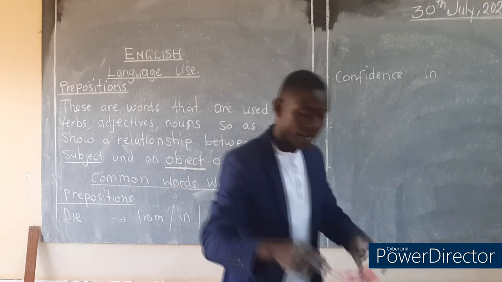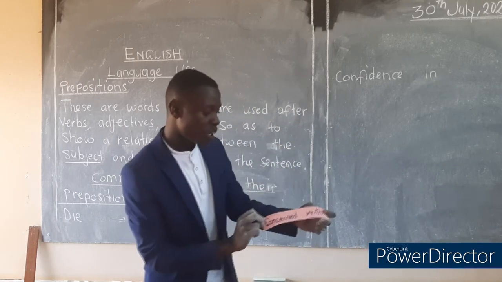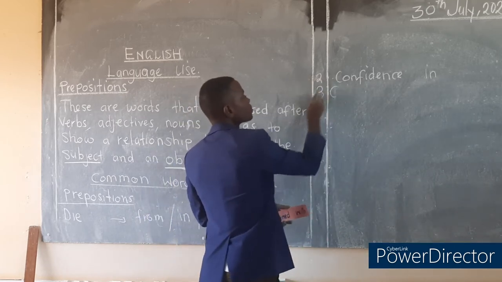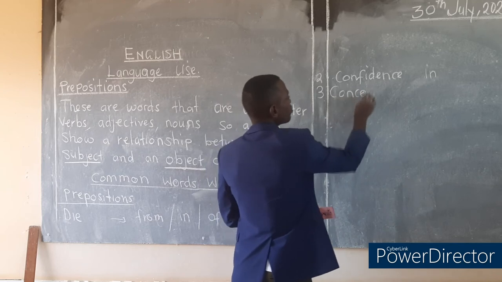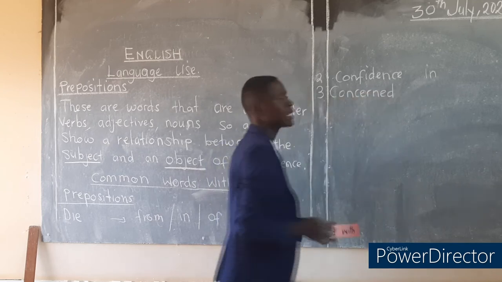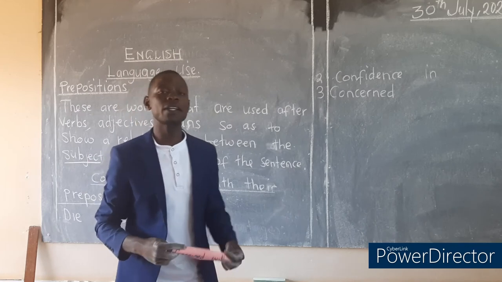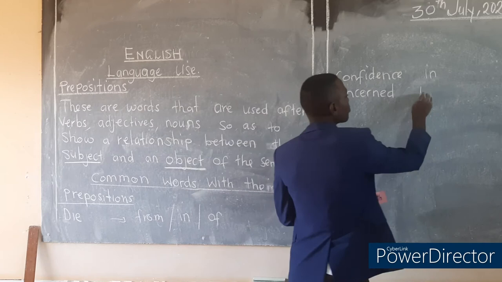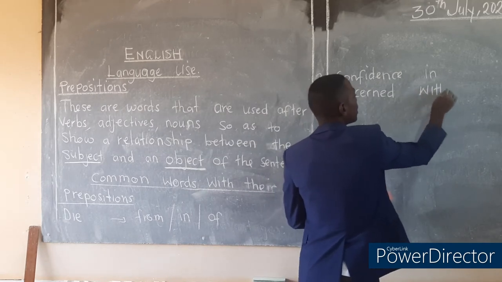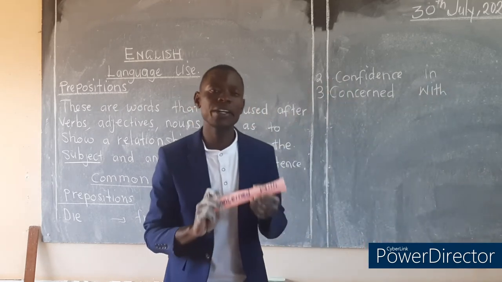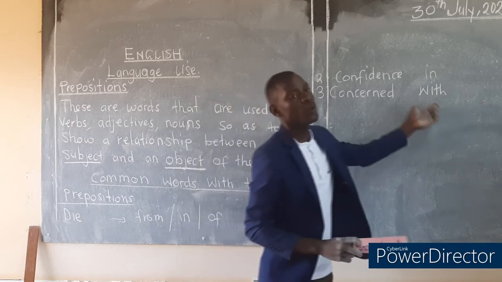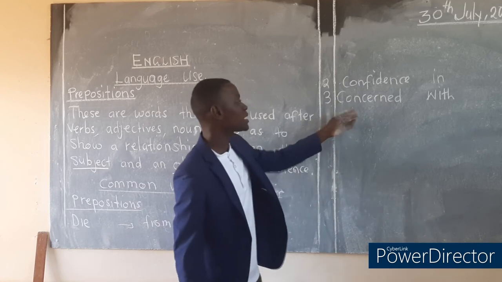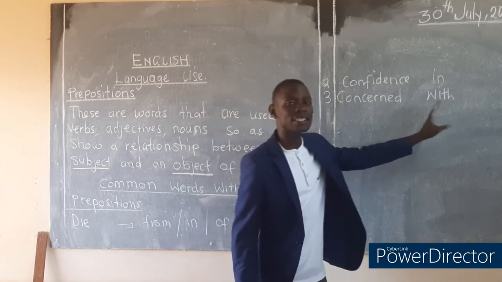Then the other word is concerned. What is the preposition of the word concerned? The preposition is with. So we are saying the preposition for the word concerned is with.